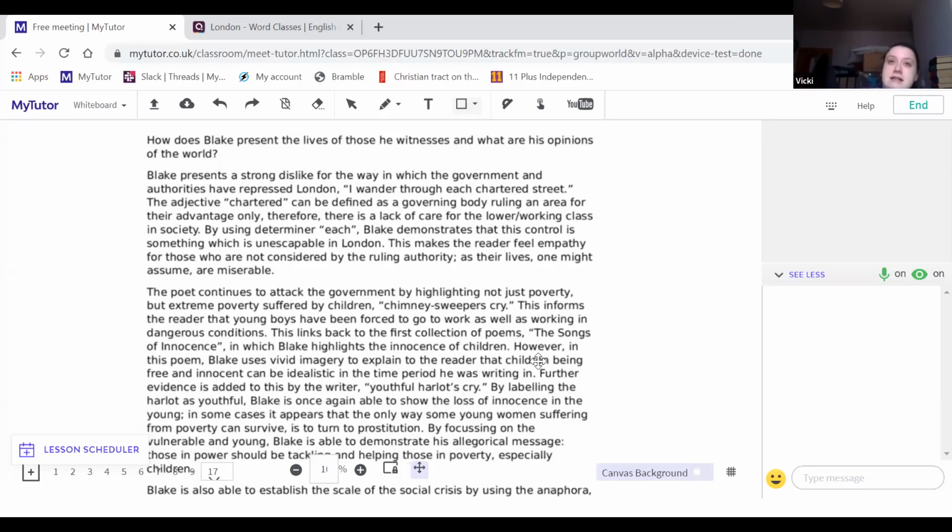So my analysis is word level analysis, then zooming back out into the phrase level, sentence level analysis, and then giving my opinions on it.